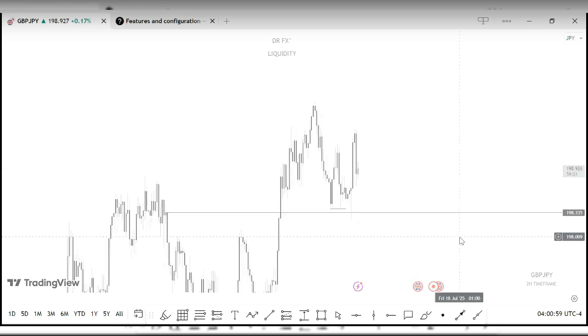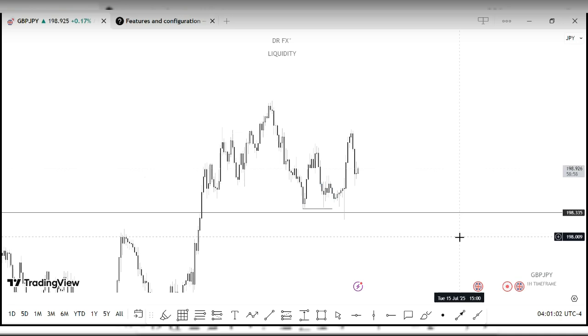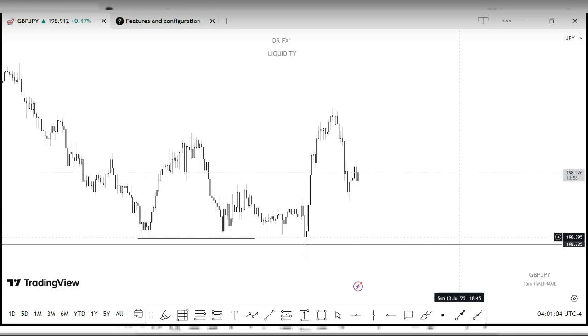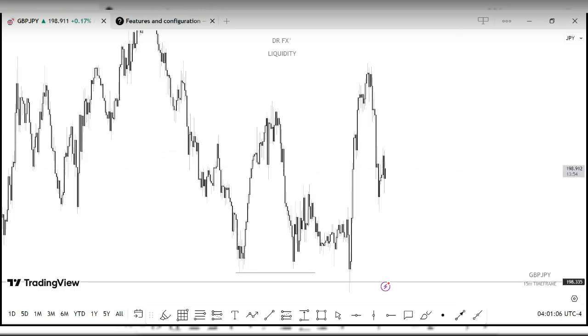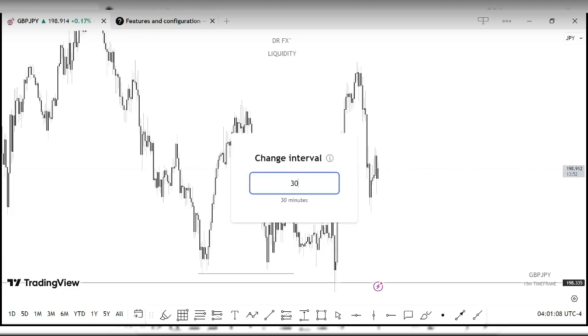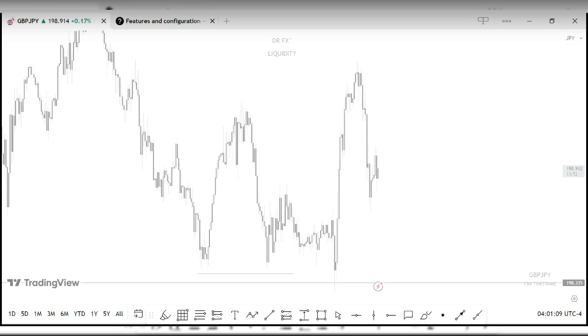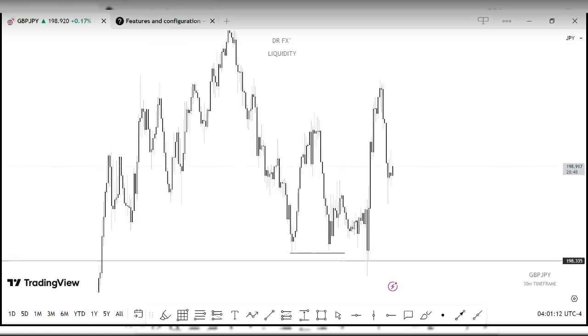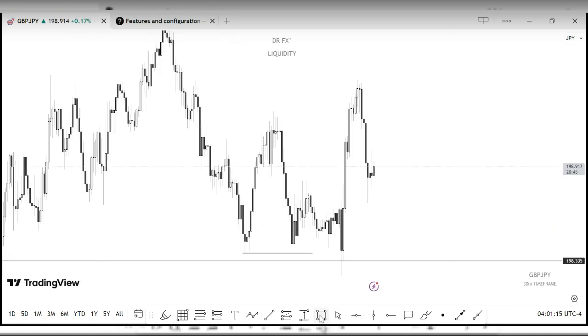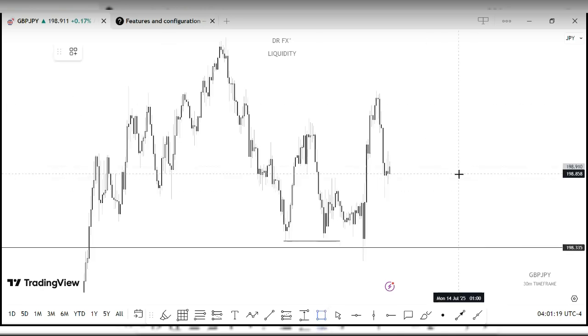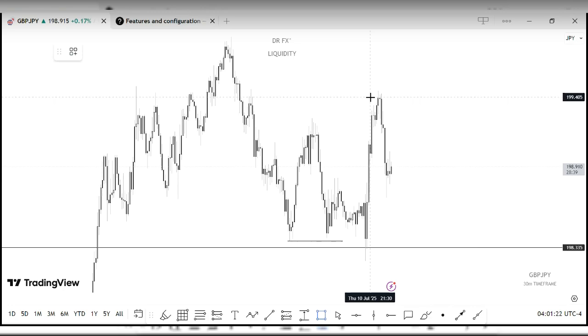GBP JPY respects key levels, but it's just a temporary respect. All right, there's a fair value gap right here. If you can have a confirmation entry in this zone, I think you should look for buys. Me, I don't know how to buy from here. I cannot see anything, but for those of you that use magical entry methods, look for buys.